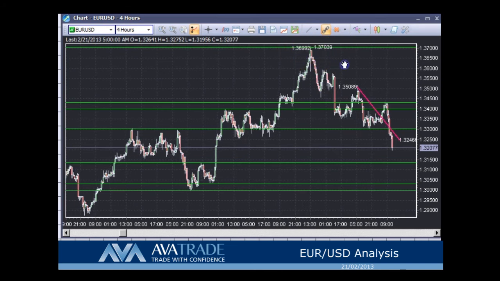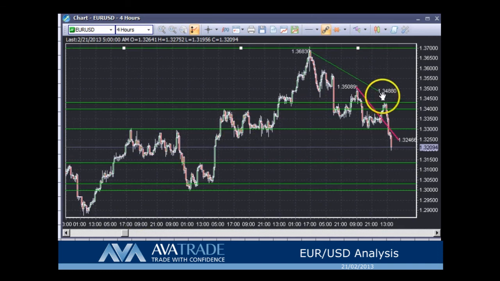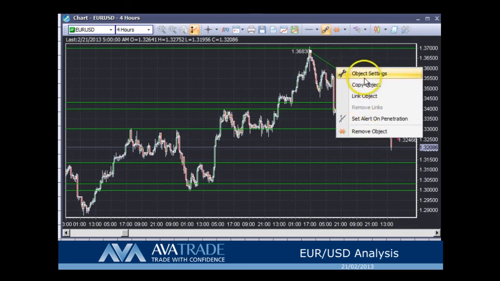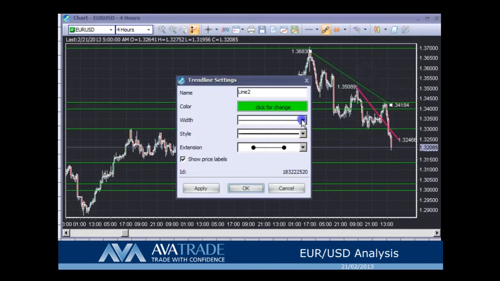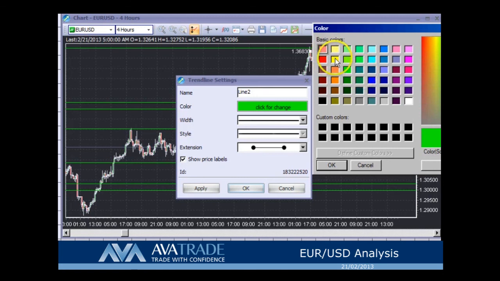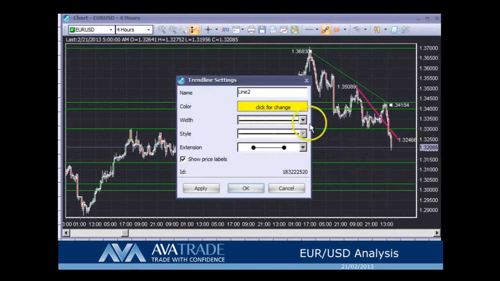Actually, let me draw. As I was saying, we do have another trend line which is forming at this. I'll magnify that for you guys, so you can see it more clearly.